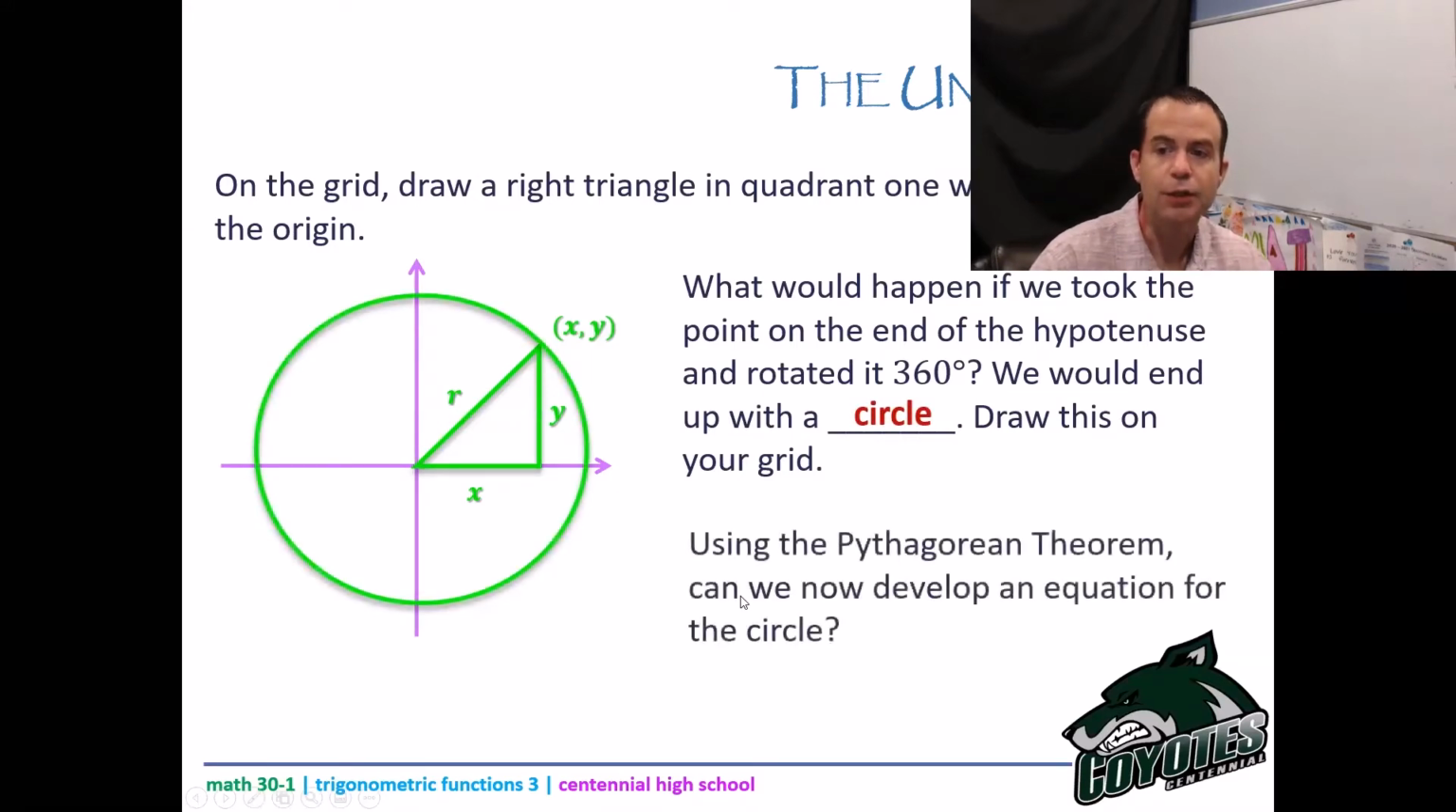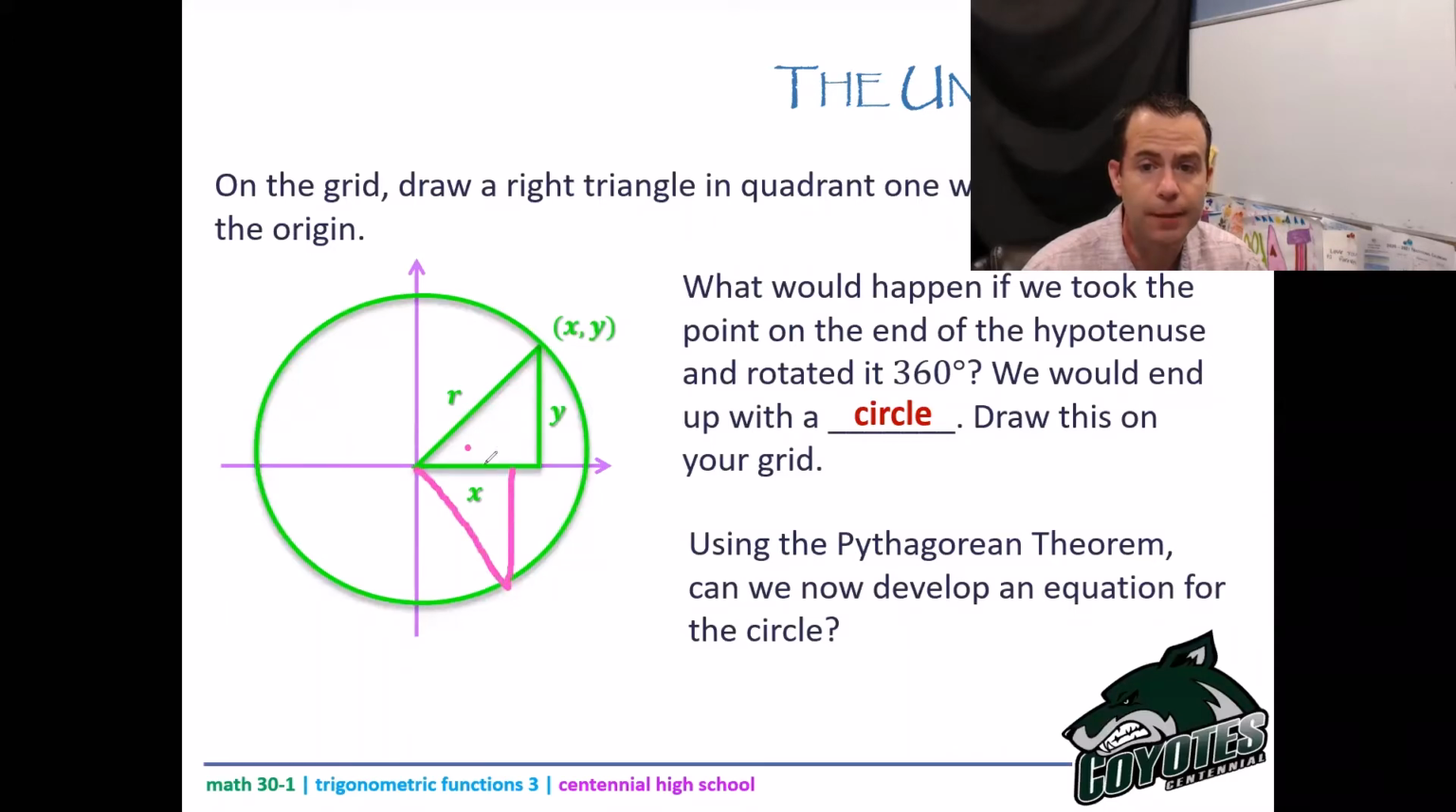Using the Pythagorean theorem, can we now develop an equation for the circle? Well, this is the conversation I just started when I was drawing all those triangles. No matter where I draw those triangles, I could use the Pythagorean theorem and say that x squared plus y squared equals r squared, right? So I could draw a triangle right here, and this would now be x, this would now be my y, and this would now be r. But the relationship in that triangle is still x squared plus y squared equals r squared.